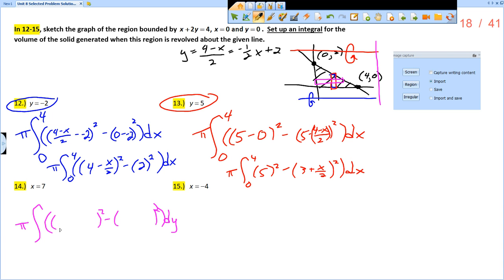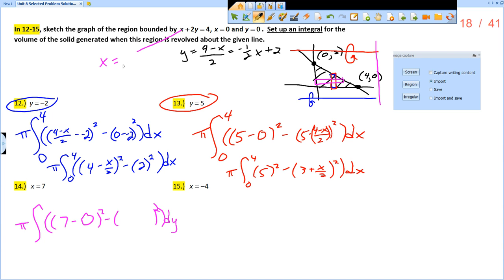So now with the dy, big R: the boundary of the region furthest from the axis of rotation is actually the y-axis. So we're going to take the axis of rotation, which is 7, minus the y-axis, which would be x equals 0. So 7 minus 0 squared. Then the axis of rotation minus the nearer boundary. But the nearer boundary we haven't written in that form, so we actually need to take that and solve for x.